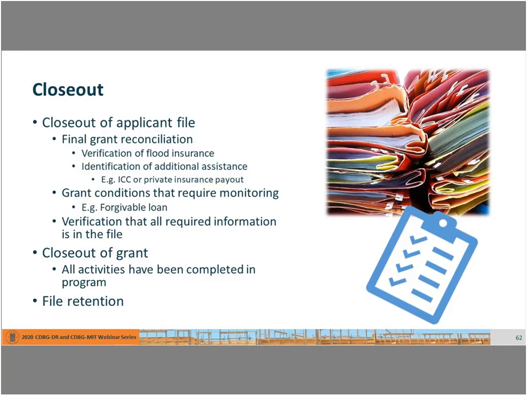An applicant file can be closed out once the applicant receives a certificate of occupancy. A final grant reconciliation is completed to ensure that no additional assistance has been received that could result in an additional duplication of benefits, and any other grant conditions have been met. If you are imposing a residency requirement, for example, a resident's home must remain their primary residence for at least 3 years post-reoccupancy, then you need to have a plan to monitor that.